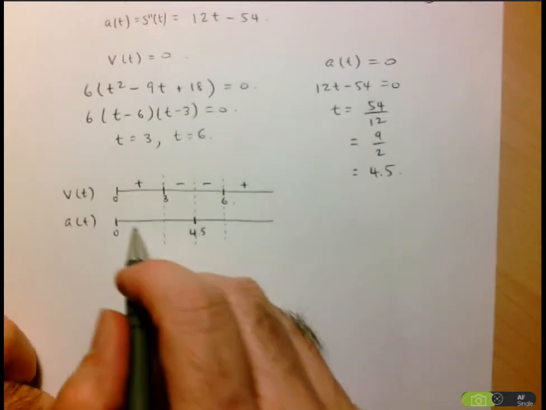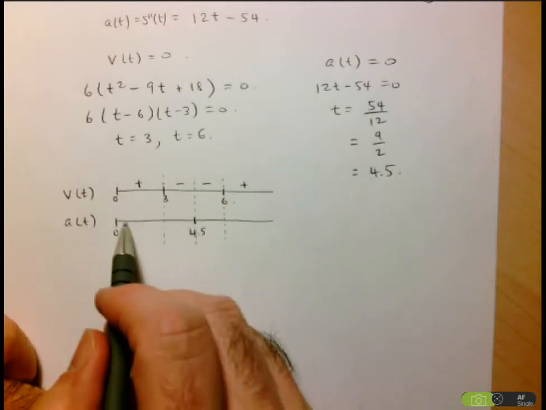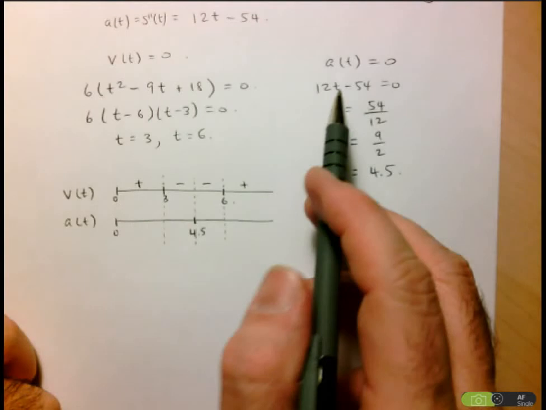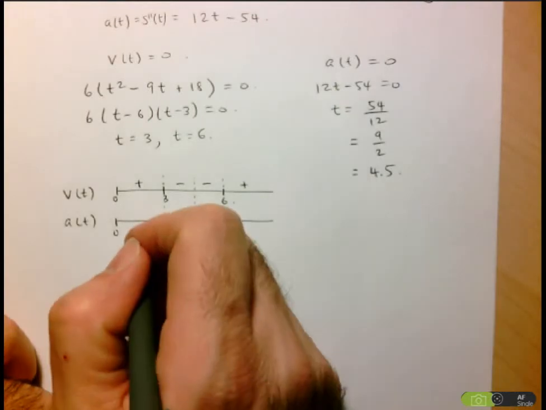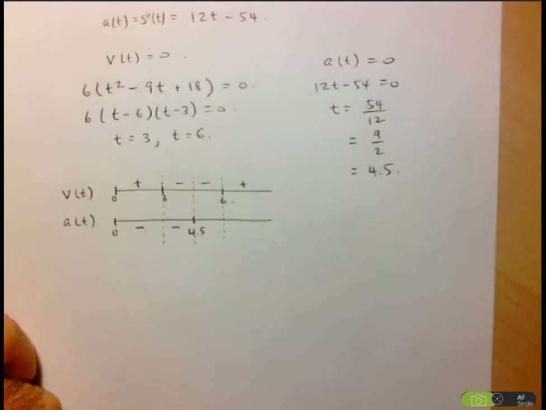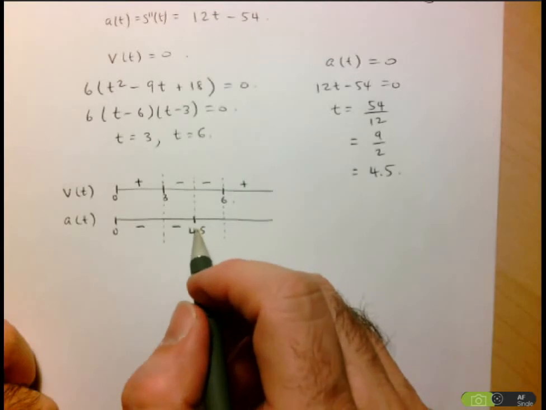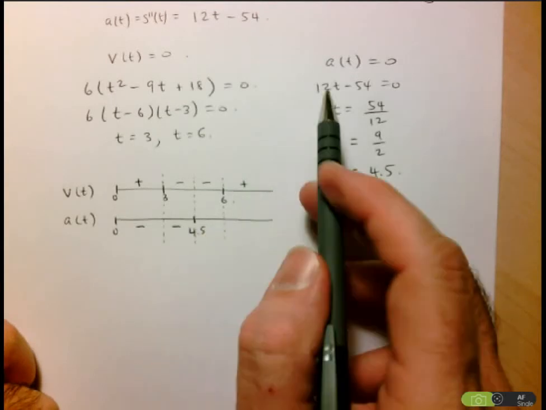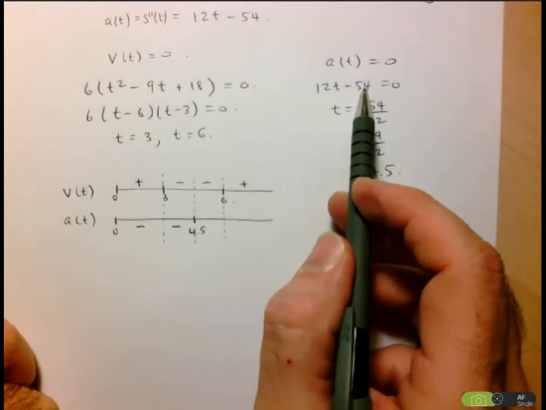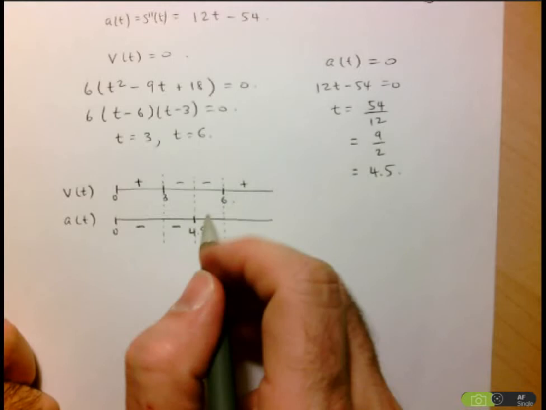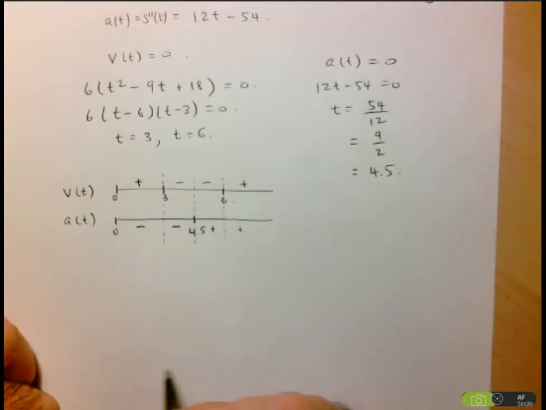Now I'm going to do the same thing with the acceleration. Let me pick any number between 0 and 4.5, say 1. Checking the acceleration, 12 minus 54 is negative. So in this section the acceleration is negative. Now if I take something bigger, say t equals 5, 12 times 5 is 60, minus 54 is positive, so in this whole area the acceleration is going to be positive.